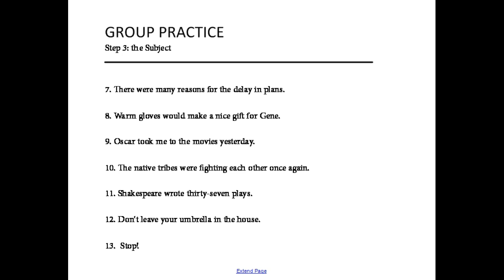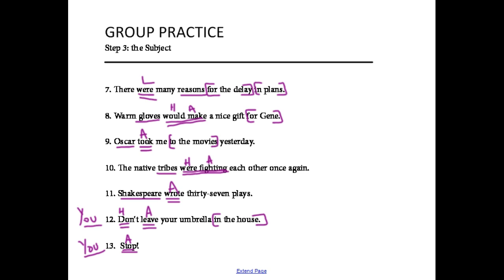Okay, I'm about to show you the answers to 7 through 13. Are you ready? Okay, here they are. Look out for the places where the subject comes after the verb. Look out for these understood yous in these imperative sentences. And of course we have a do not leave here. Not is not a verb, so we've got an adverb interrupter.